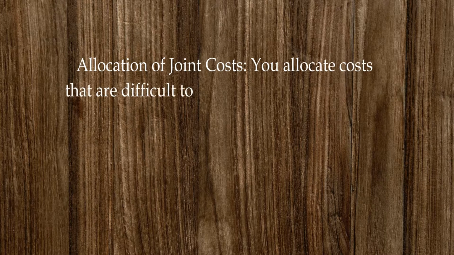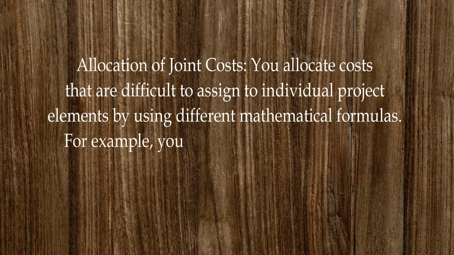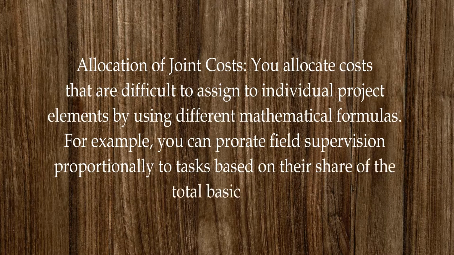Allocation of joint costs. You allocate costs that are difficult to assign to individual project elements by using different mathematical formulas. For example, you can prorate field supervision proportionally to tasks based on their share of the total basic costs.